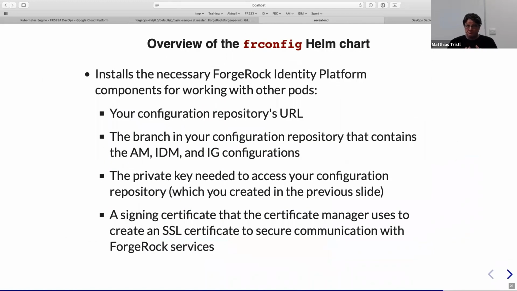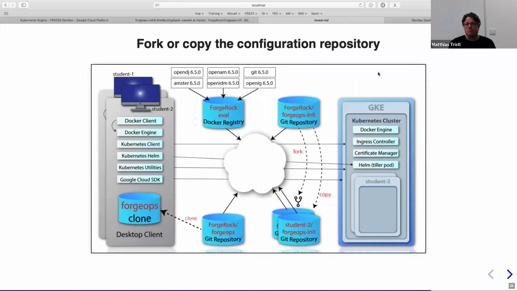There is an extra Helm chart, which is called FRconfig. FRconfig prepares your environment for your needs. So if you don't use our public Docker registry, the Helm charts need to be able to access your private one. If you want to use your own configuration repository with the branches of your own choice, then the machinery here needs to know where it can be accessed.